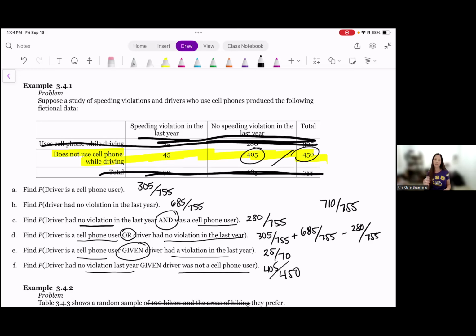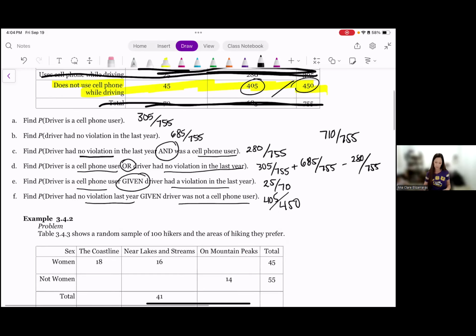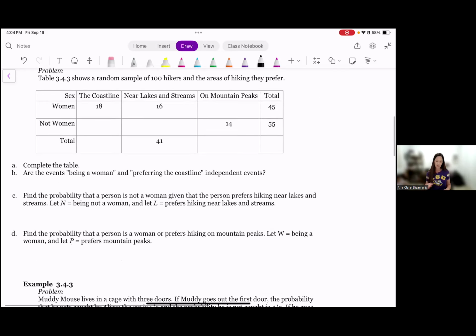Okay, let's use this same approach and actually fill in a table as well. We have a random sample of 100 hikers. 100 means the total is 100. And the areas of hiking they prefer. Is that true? Is 45 plus 55 100? Yes, it is. Now we have women and not women. We have the preference of coastline, near lakes and streams, or mountain peaks. And the way that our rows add up, they should add up to 45 and 55, and our columns should add up to specific values as well.